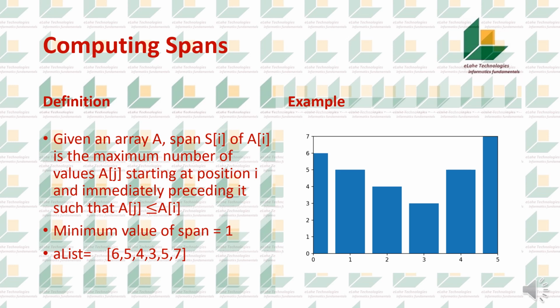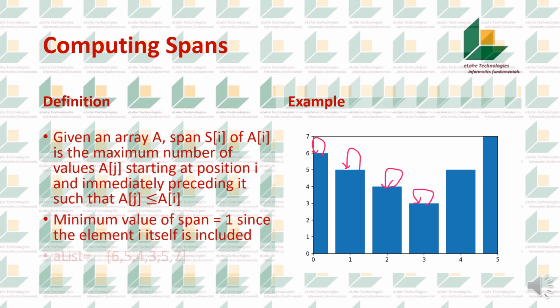In the example shown here, we have a sequence 6, 5, 4, 3, 5, 7 stored in an array. We would like to find the span of each element in the array. For each of the first 4 elements, the immediately preceding value is higher, so we cannot go further backwards. So, the span is 1 for each of the first 4 elements.